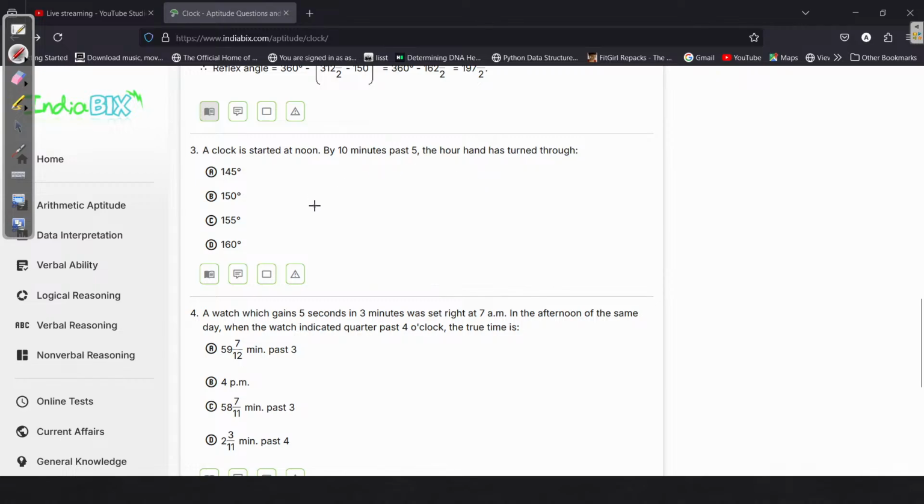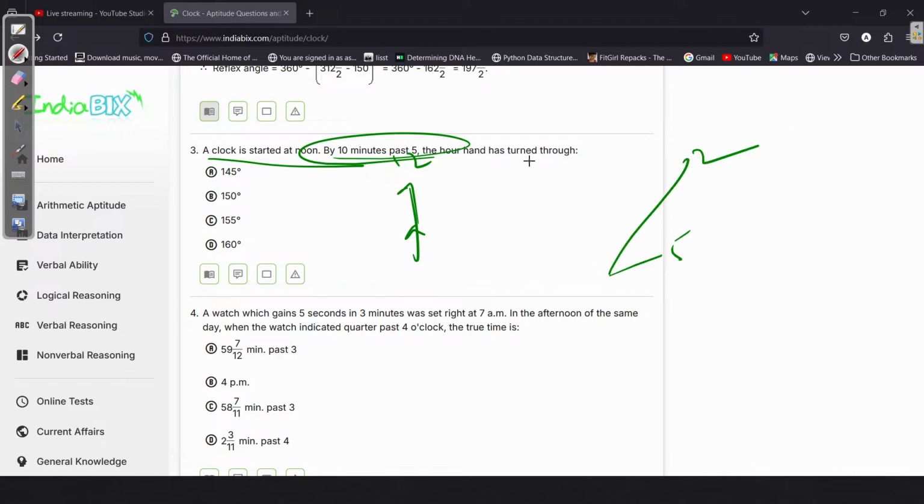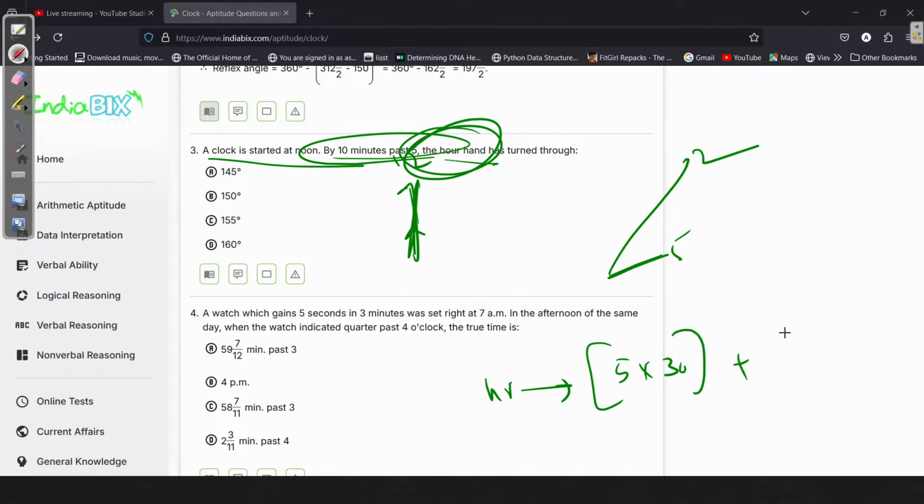So what is happening there? A clock started at noon, and it's 10 minutes past 5. Now it is 5:10. The hour hand has turned by... you just need to find the hour hand angle. We're starting at 12, and now the time is 5:10. To find the hour hand angle, it has to be hours into 30 plus minutes into half, because we are finding the hour hand angle. That is half of our problem. So 150 plus 5, it is going to be 155.